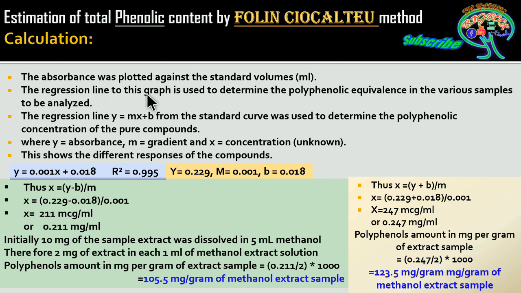The regression line to this graph is used to determine the polyphenolic equivalence in the various samples to be analyzed, that is, how much polyphenol is present is going to be measured. The regression line y is equal to mx plus b from the standard curve was used to determine the polyphenolic concentration of the pure compounds.